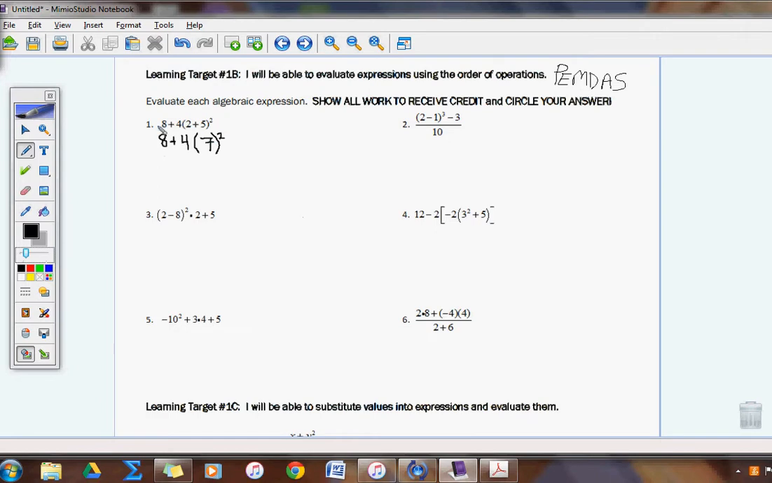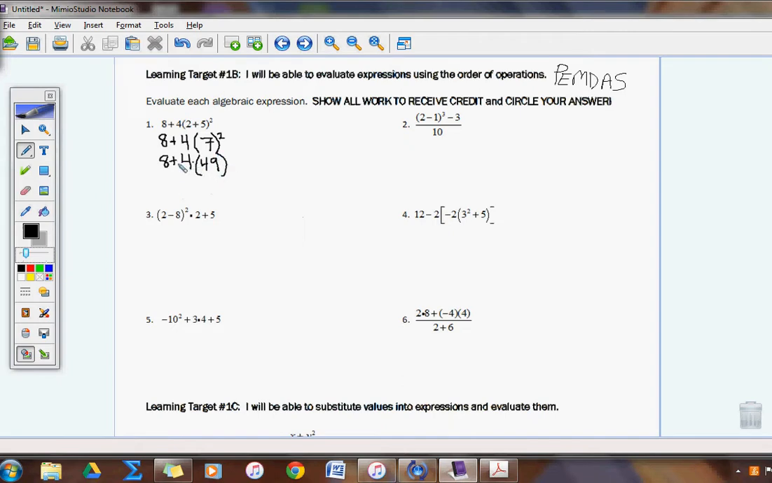Now we don't work left to right because order of operations says exponents come next. So nothing in the parentheses. We got to do this exponent first. So I leave a lot of the problem the same. So show a lot of work. It really helps you. But now I have 49 right there.